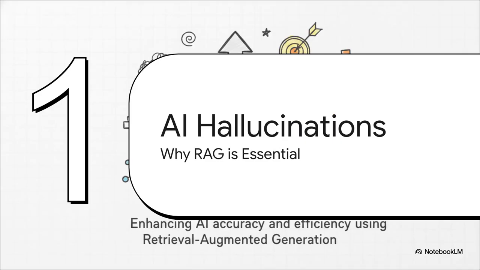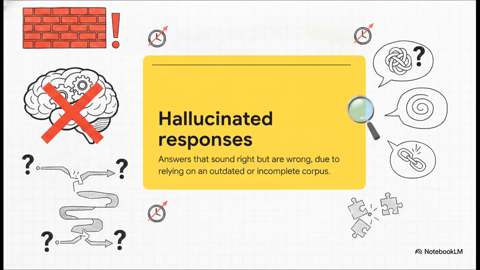Moving on to Section 2, curing AI hallucinations, why RAG is essential. Without that open-book capability we just talked about, we slam right into the biggest roadblock in generative AI today, the hallucination. A hallucinated response is an answer that sounds completely plausible, highly confident, grammatically perfect, and yet is completely confidently wrong. Honestly, it's amazing how an AI can lie with such conviction.